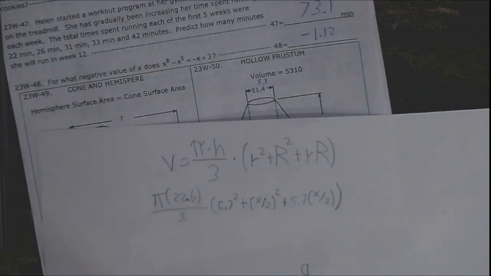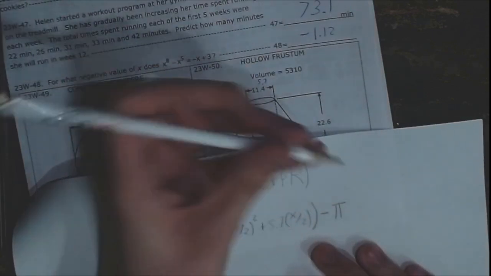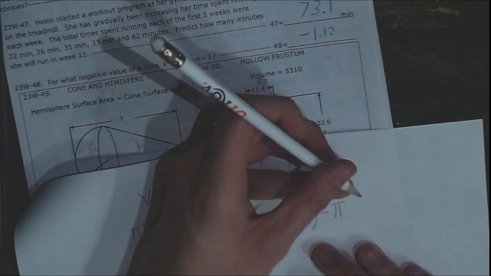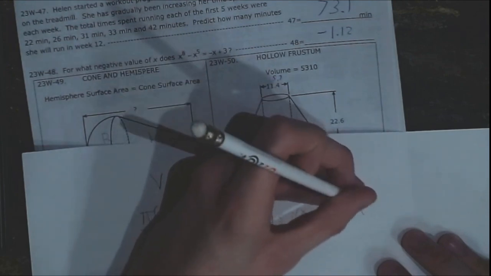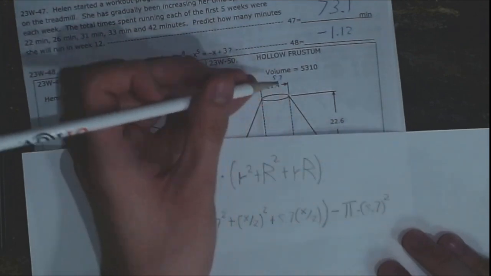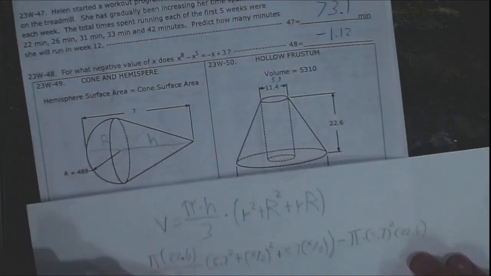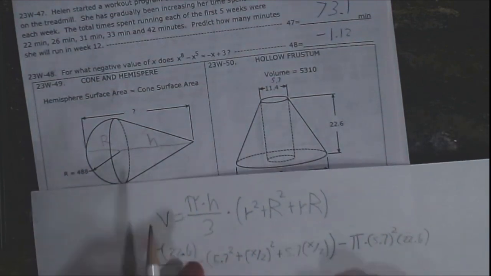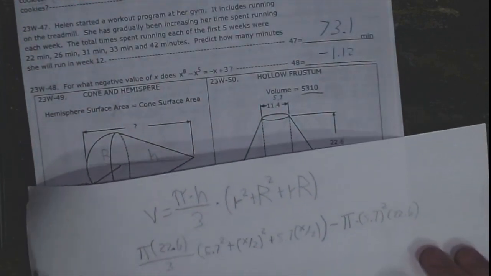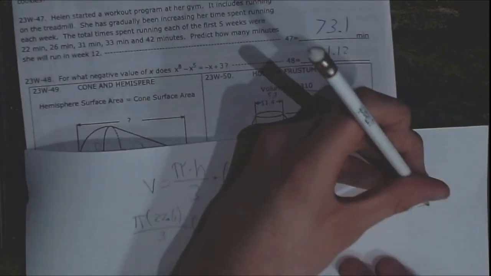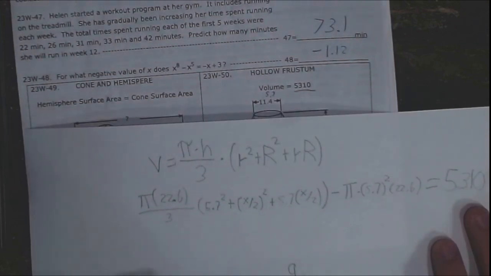But I have to subtract the cylindrical hollow cavity. So I subtract pi times the area of the base times height, which gives me the cylinder's volume, so pi r squared times height, which was 22.6. And this is my volume of the hollow frustum, which I'm told is 5,310. So I can set this whole equation equal to that value and solve for x.